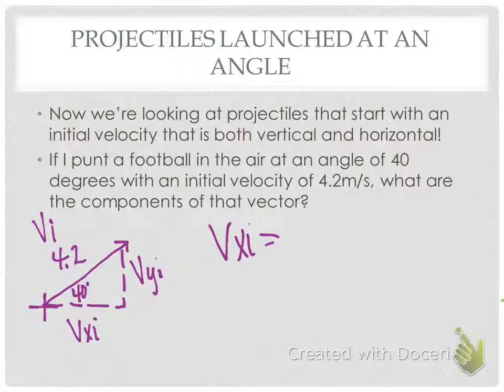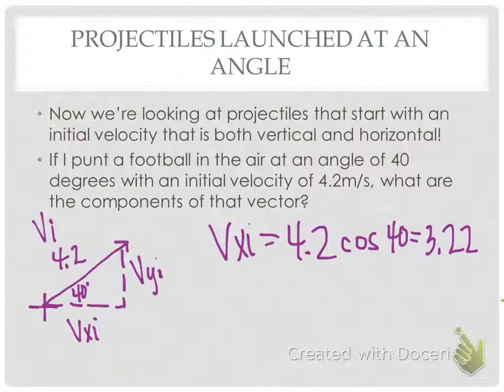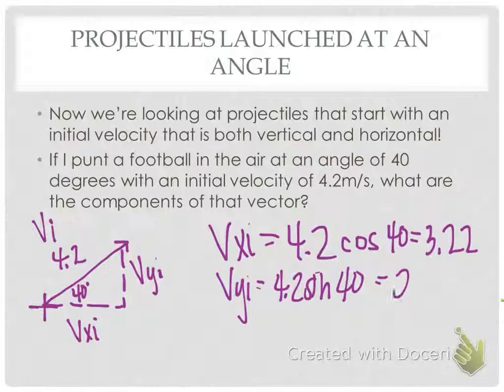V sub xi, I'm going to take my hypotenuse times sine or cosine. For x, I'm going to use cosine. Good. Cosine of 40. Make sure your calculator's in degrees. And for y, I'm going to use sine, so 4.2 times sine of 40. Okay, and both of those components have units of meters per second because they're both velocity components.